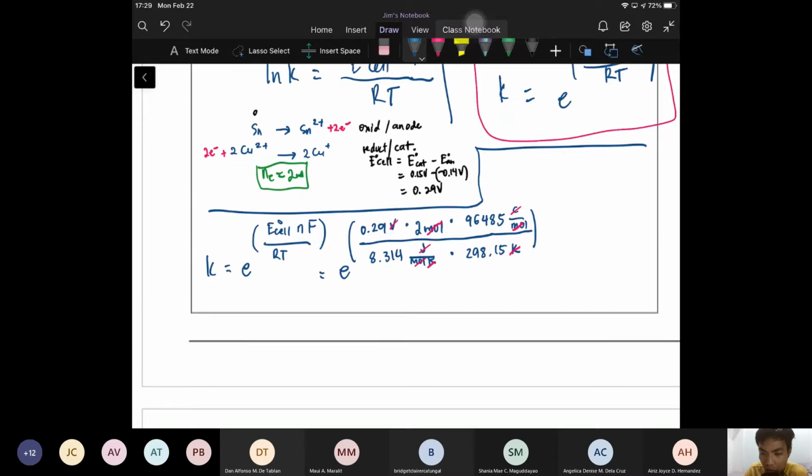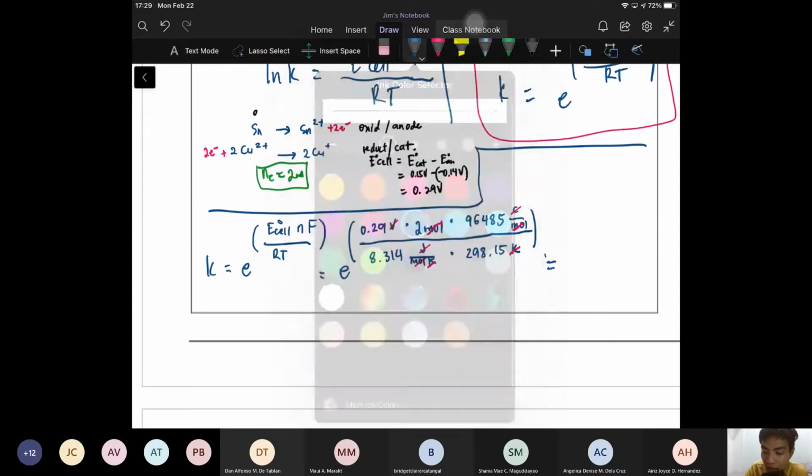Kaya ang ginagawa ko na lang, numbers na lang nilalagay ko pag ako nagsosolve, no? As long as alam mo yung nilagay mo ay naka-volts, naka-energy yung R, tapos naka-Kelvin yung temperature. Numbers na lang pina-plug in ko. Okay. So we can now solve for E.